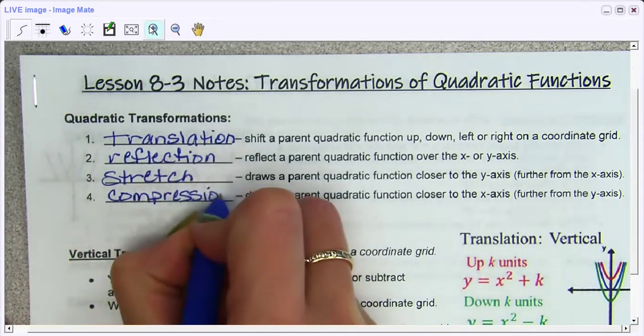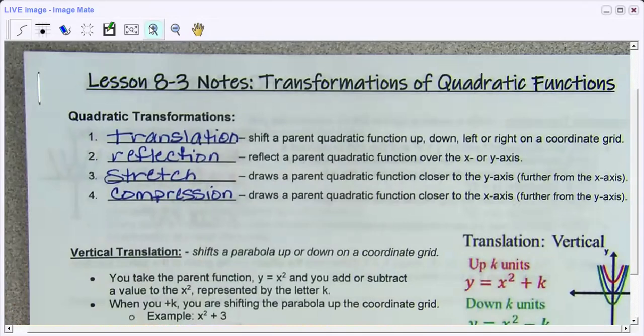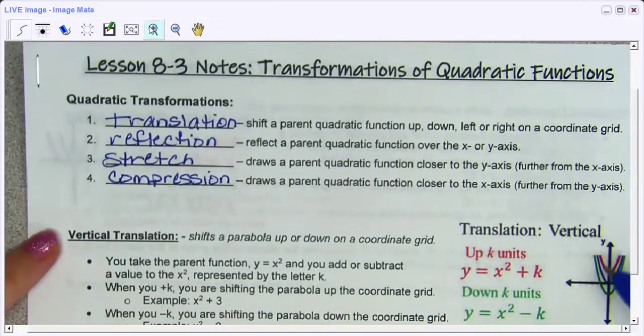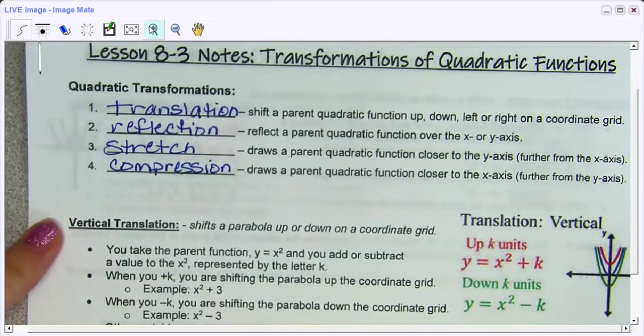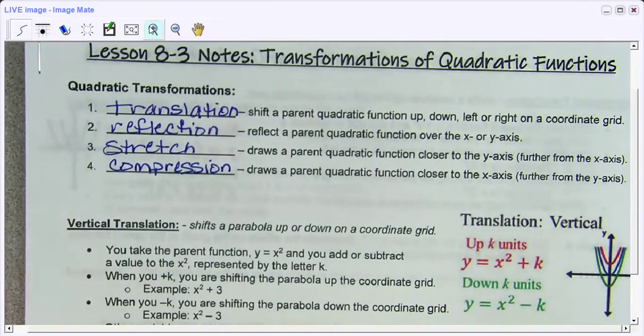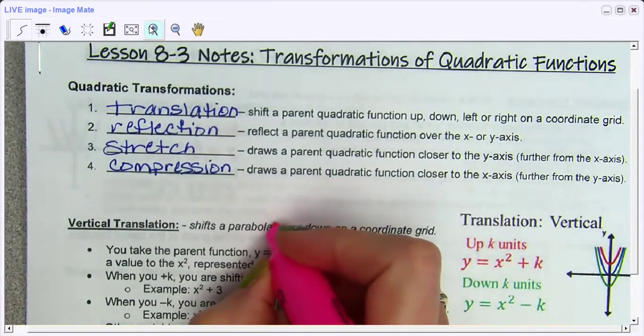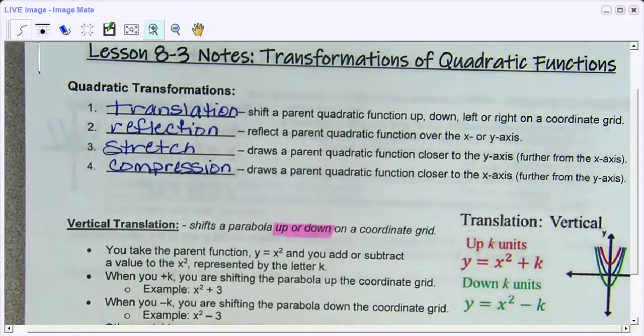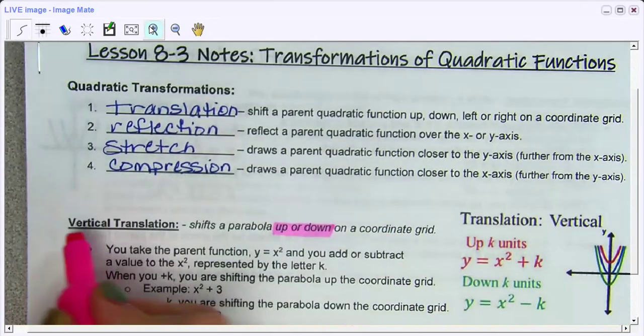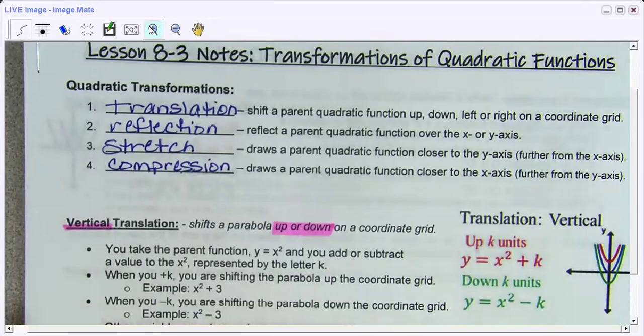Okay, so I'm going to read through this. Right now, we're going to focus on translations, vertical translations. This would be shifting a parabola up or down on a coordinate grid. So vertical translation, up or down.